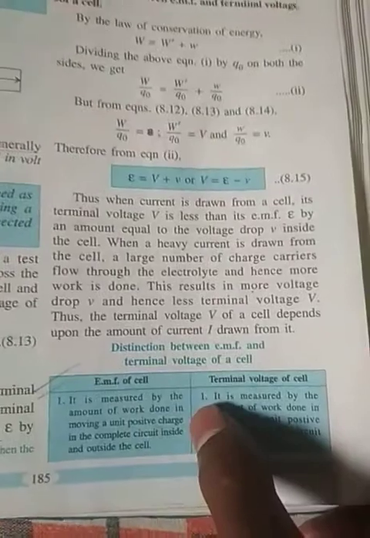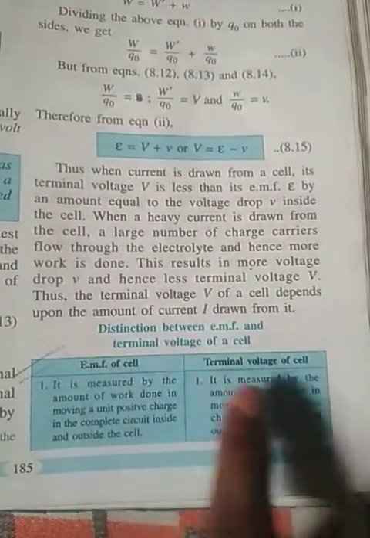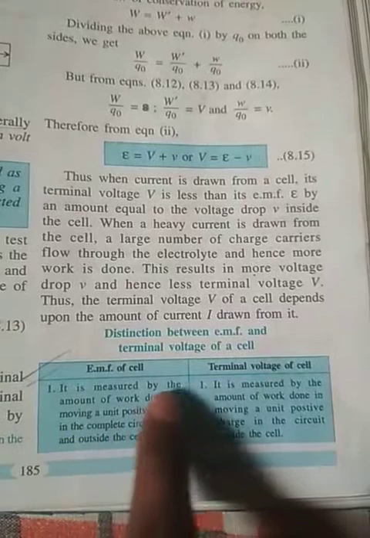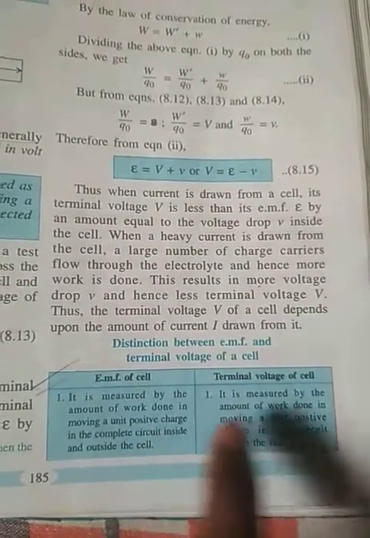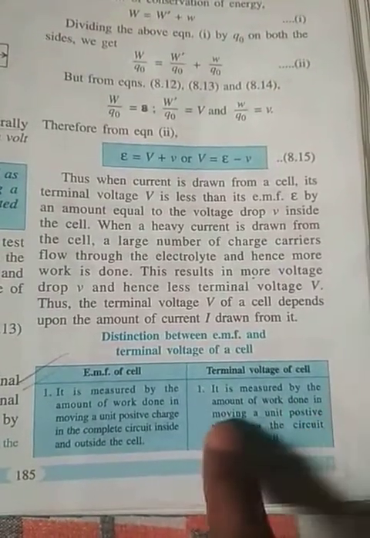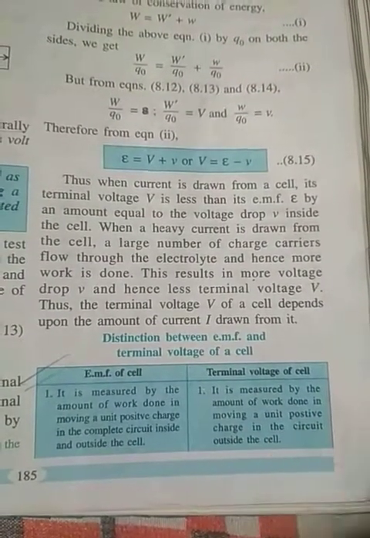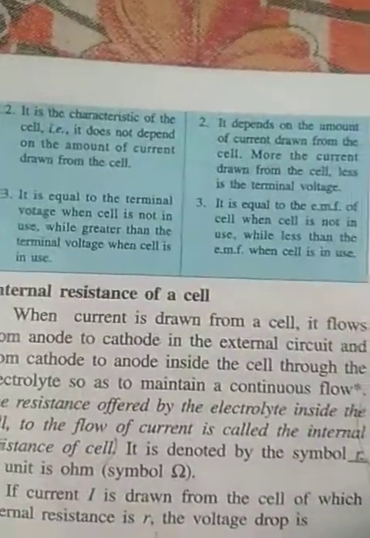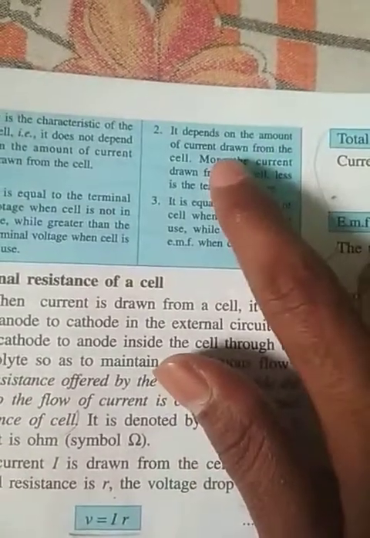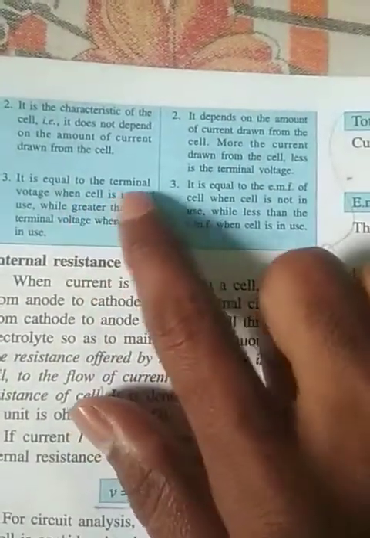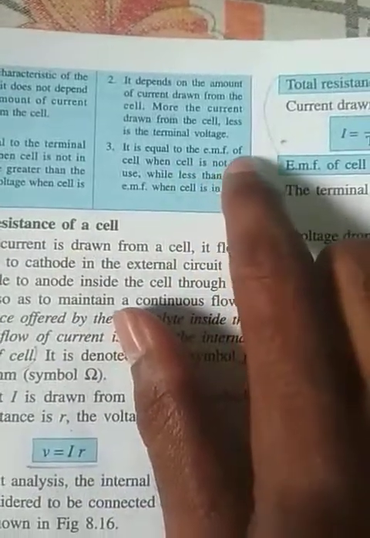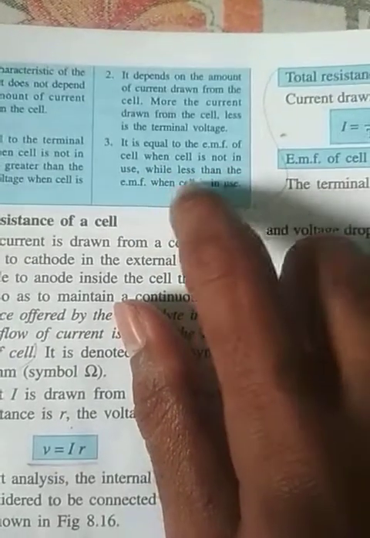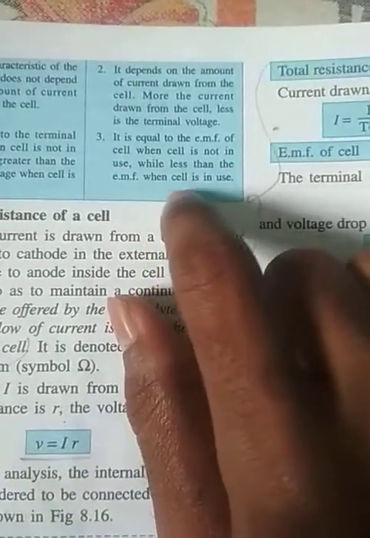And there is a difference you can read from the book between EMF and terminal voltage. EMF is measured by the amount of work done in moving a unit positive charge in the complete circuit, inside or outside the cell. Terminal voltage is measured by the amount of work done in moving unit positive charge in the circuit outside the cell. EMF is the characteristic of the cell. Terminal voltage depends on the amount of current drawn from the cell. It is equal to the EMF of the cell when the cell is not in use, while less than the EMF when the cell is in use.